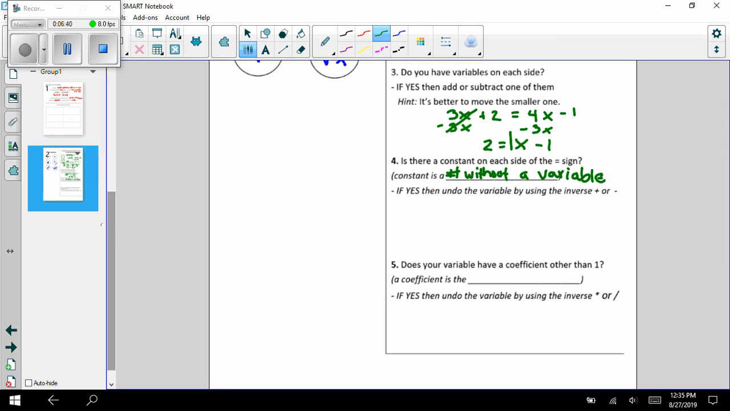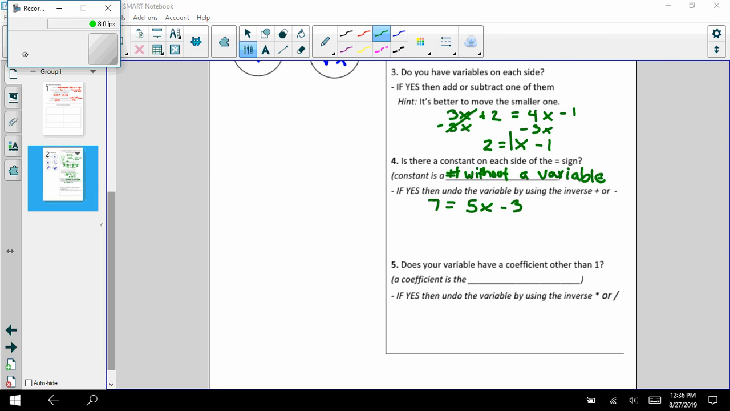So if you do have a number without a variable, if you do have a constant on each side of the equal sign, then you want to undo the variable by using the inverse operation, which would be an add or subtract.